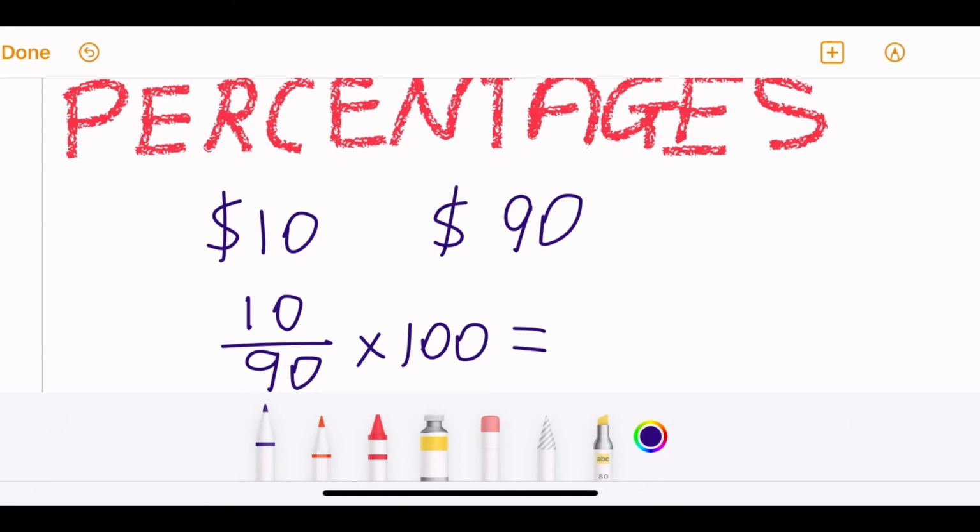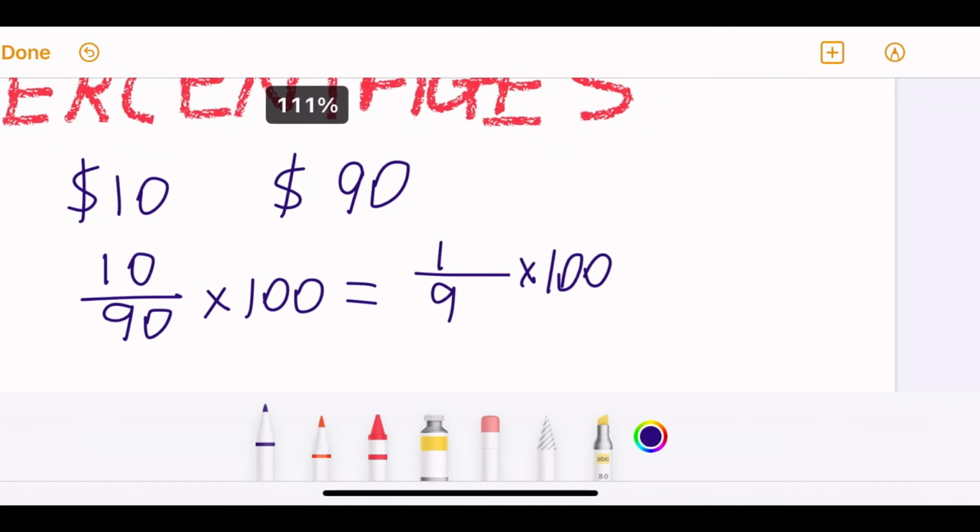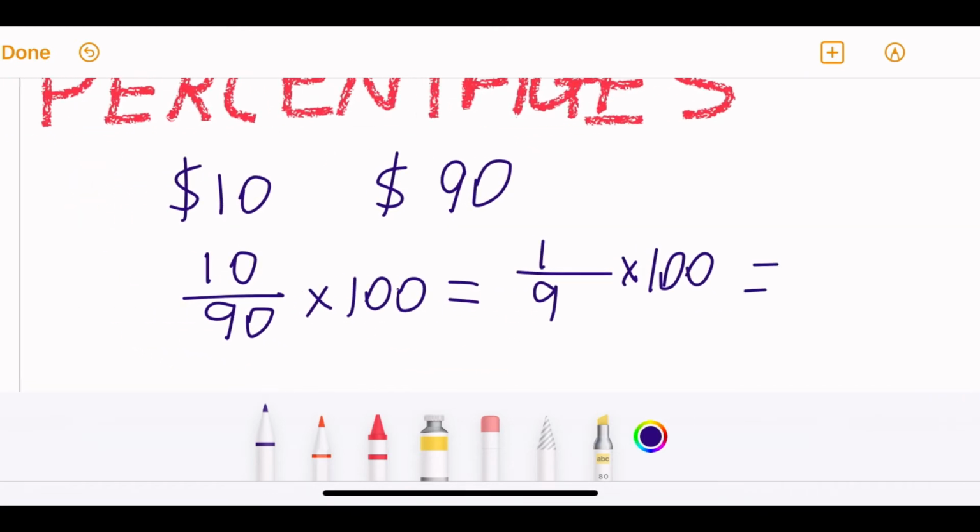So 10 over 90 is 1 over 9. 1 over 9 multiplied by 100. You can enter that into your calculator. You will get around 11.11%, near to 2 decimal places.